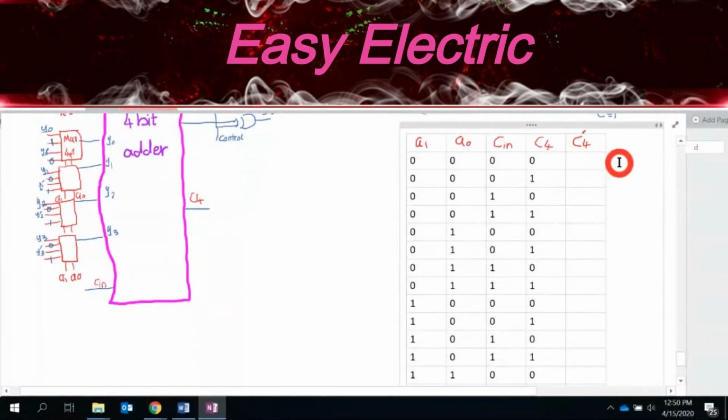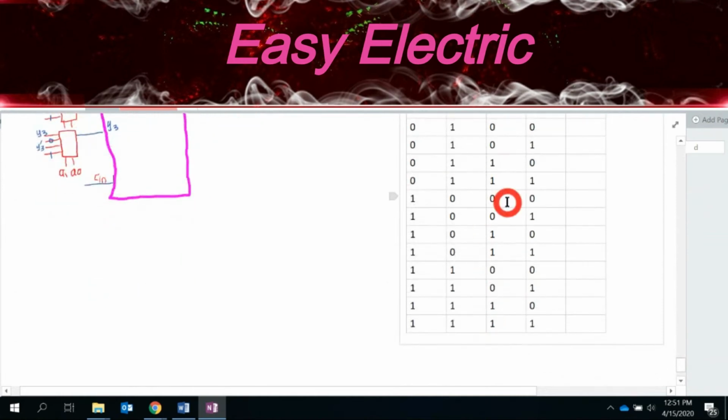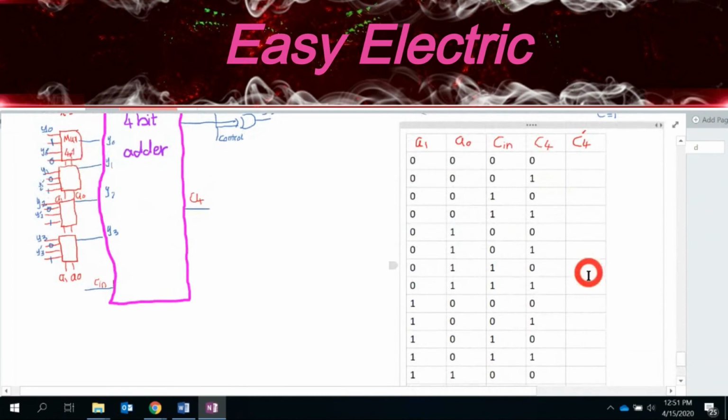So that's the truth table for this function, right? So you have one function, I call that C prime 4. It's related to A1, A0, C in, C4. I want to design that and see what's the combinational circuit that's able to do the same thing. So you say I have the 4 variables, I have 16 different bit patterns, you list that here. Then complete the truth table.